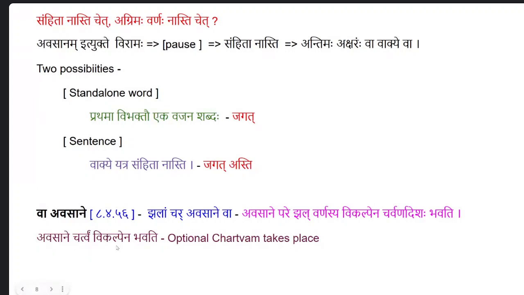Avasane chartvam vikalpena bhavati. Optional chartvam takes place when it is a standalone word or if it is there in a sentence. This, mind you, is not the usual chartvam. Usual chartvam is nitya, and that happens if there is a karkasha vyanjana only. This is the next sutra after chartvam. So this is saying if there is a jhal and there is a pause after it, there can be an optional chartvam. Let's see what it means.